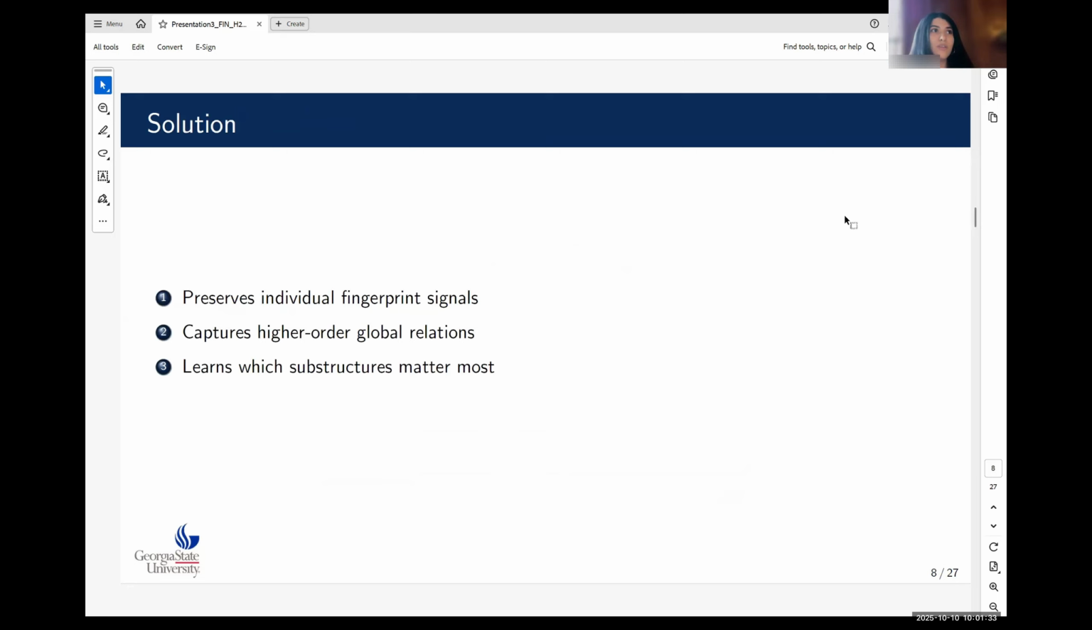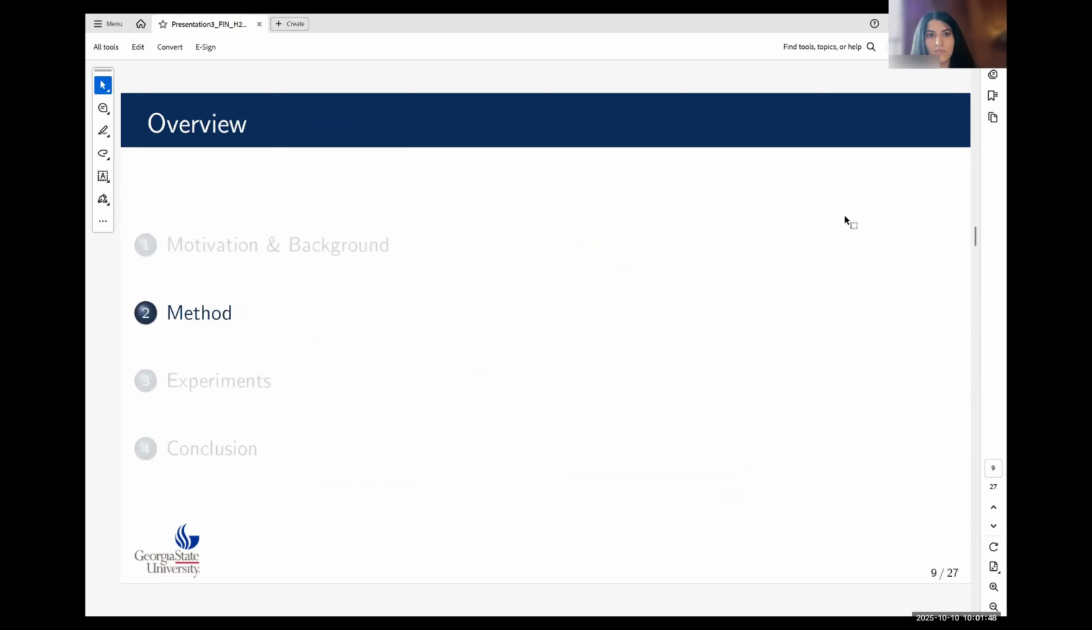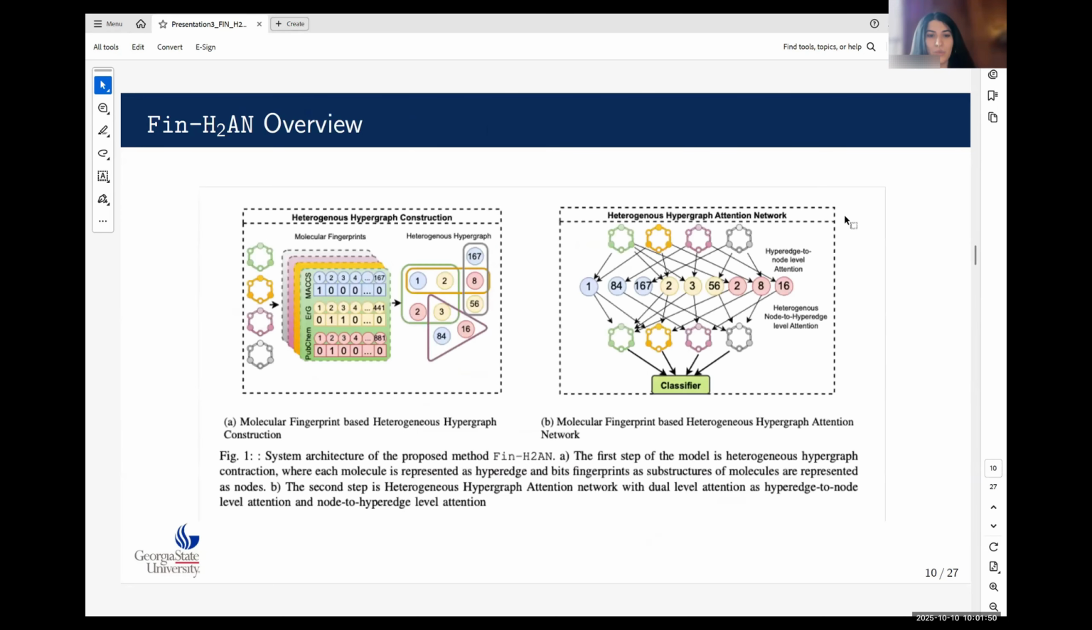So we need a model that keeps the different information of these fingerprint types, that captures the different molecular relationships, and that gives us the most important substructure for a property. So for that, we propose our model with a long name, Fingerprint-based Heterogeneous Hypergraph Attention Network, that basically models a molecule into a hyperedge and hypergraph that I will explain.